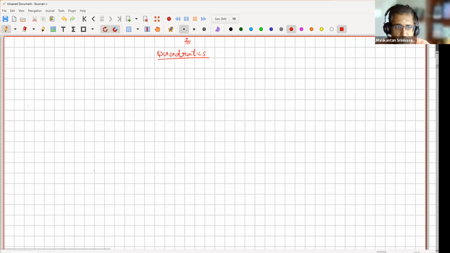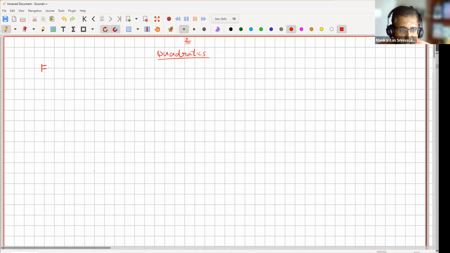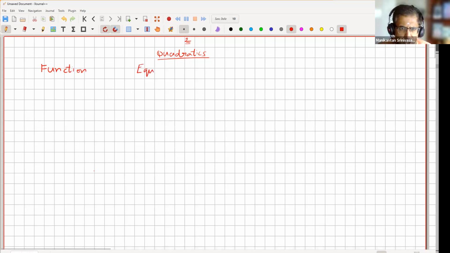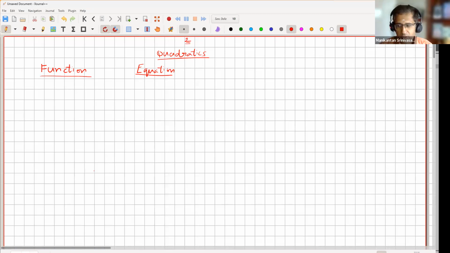Okay, so before we start quadratics, it's very important to know the difference between a function and an equation. This is true not just for quadratics, it's true for anything really, even for linear. So it's important to understand the difference. A function is like an expression. For example, if I have x squared minus 3x plus 2.